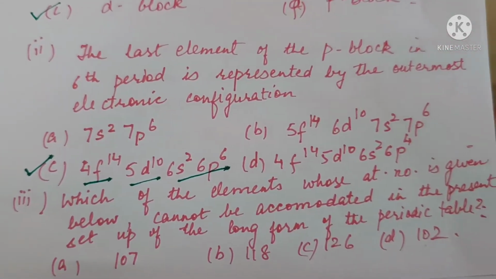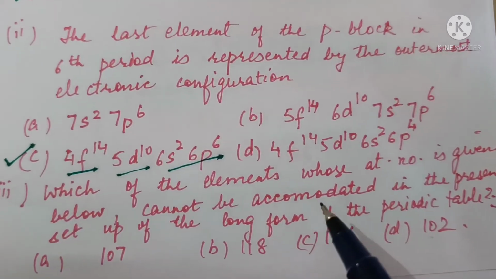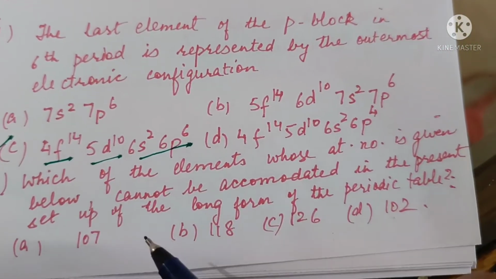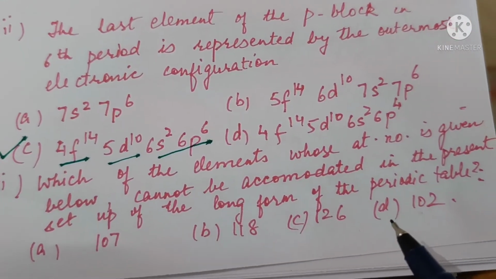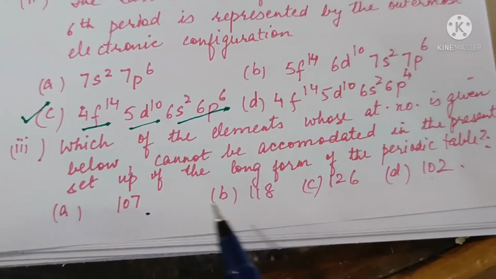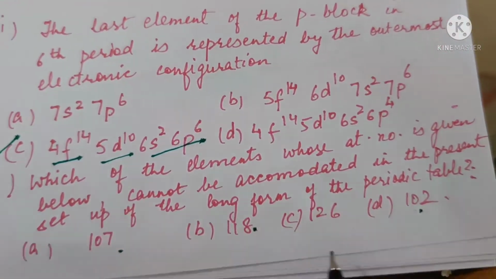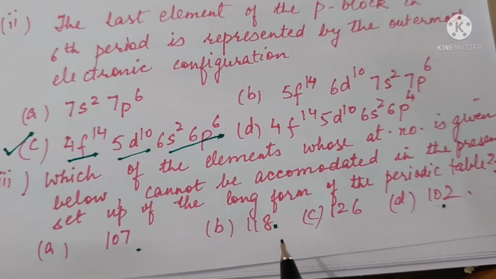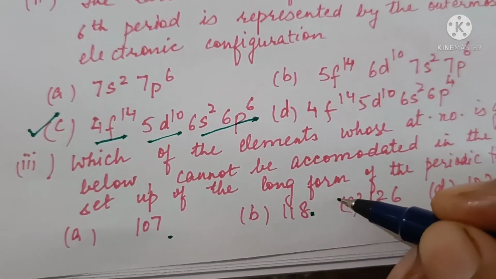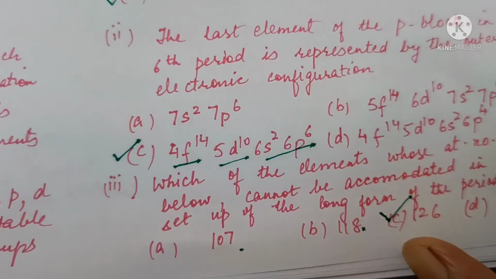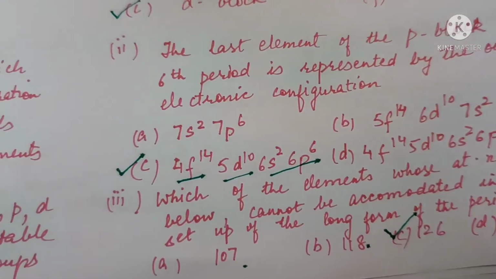Which of the elements whose atomic number is given below cannot be accommodated in the present setup of the long form of periodic table? 107, 118, 102 are less than 118. These are accommodated in the periodic table. The atomic number 126, this element is not accommodated in the periodic table.